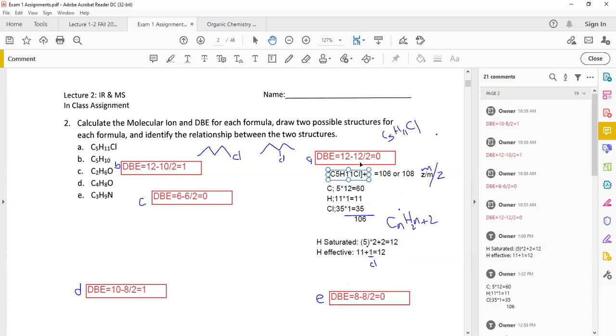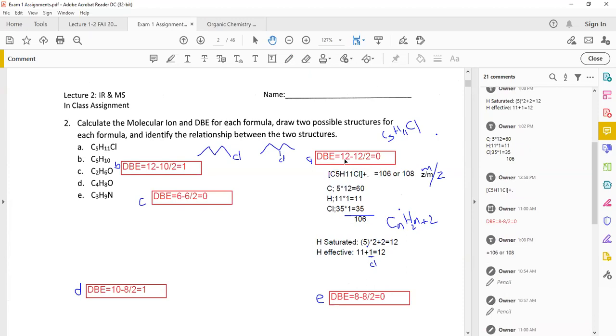Then in the equation, I have the saturated minus the effective. So it's 12 minus 12. That subtraction I need to divide by 2, and since it's 0, 0 over 2 will be 0. I don't have any double bonds, which means all the carbons are completely saturated.